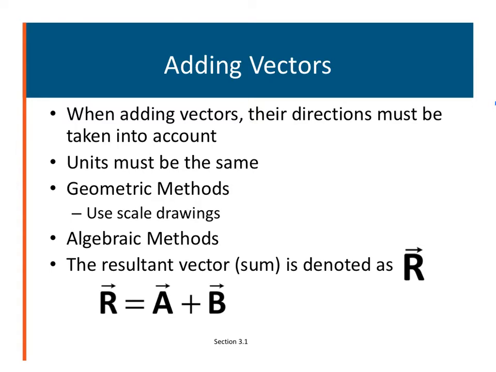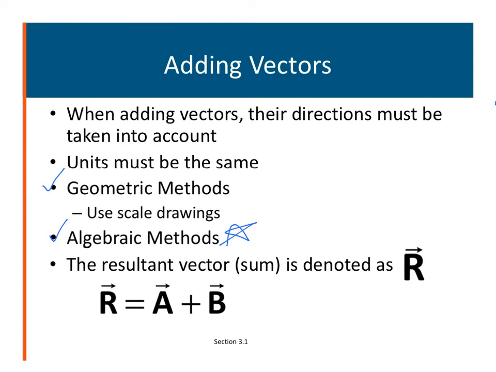Their units have to be the same. So we have to add meters to meters, meters per second to meters per second. We cannot cross over units. And there are two different methods that we're going to look at. One is a geometric method, which is a good representation of how to add vectors, but isn't very effective, so we're not going to do it a ton to actually get a numerical answer, but we will do it to give a physical representation. And then there are algebraic methods, which we are going to do most often because they can give us a true exact answer.